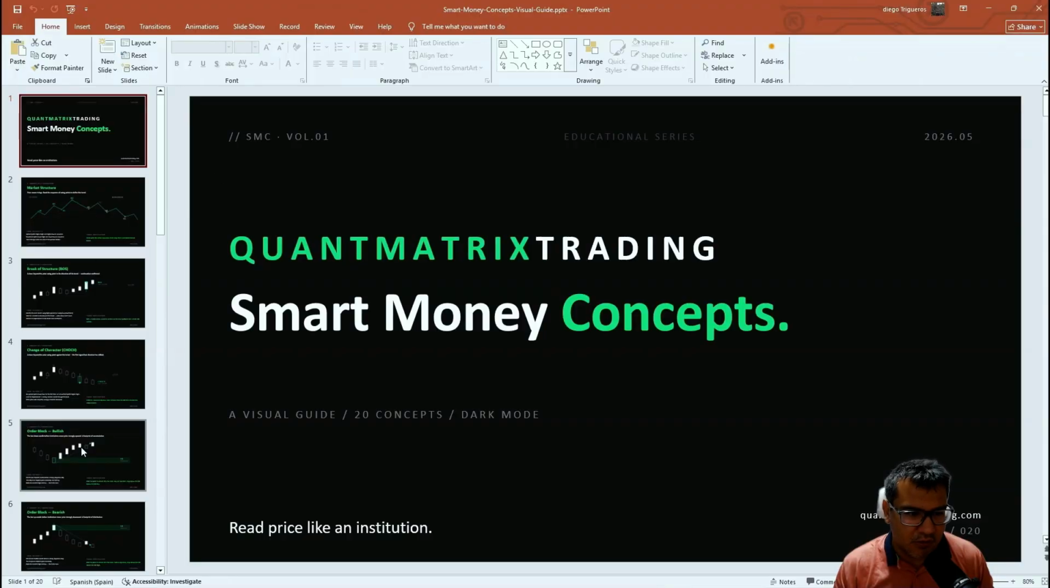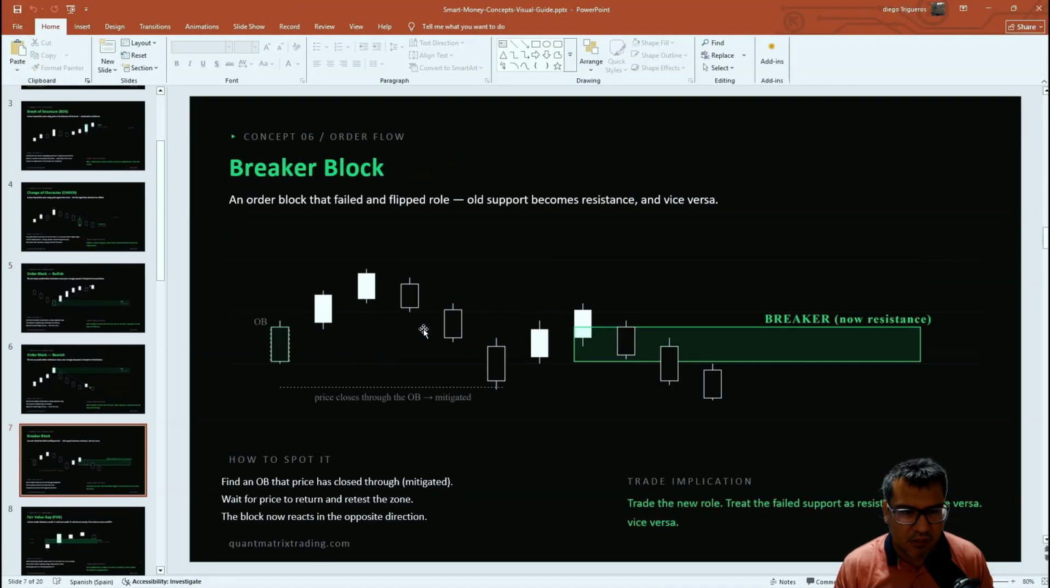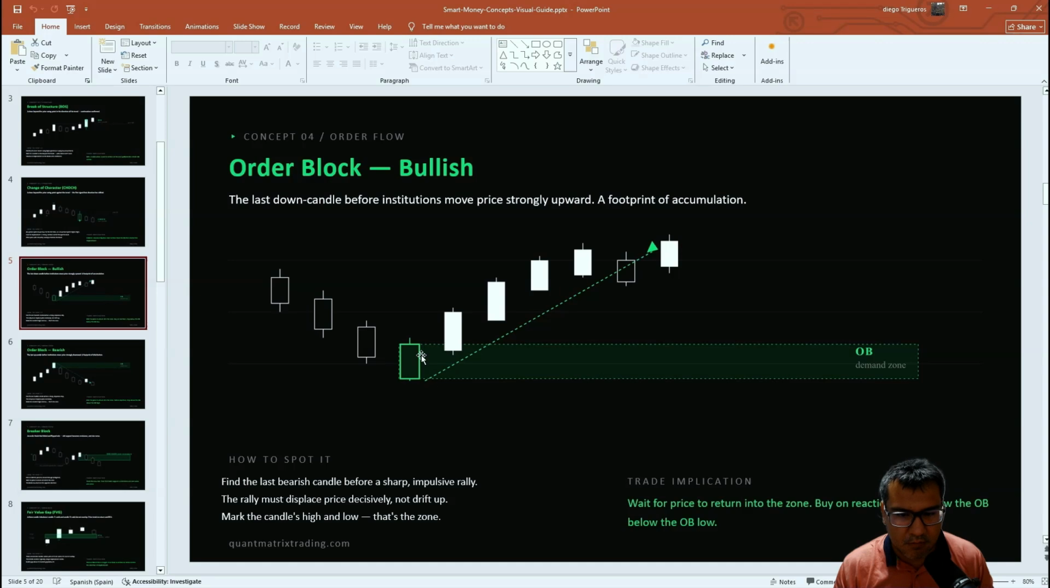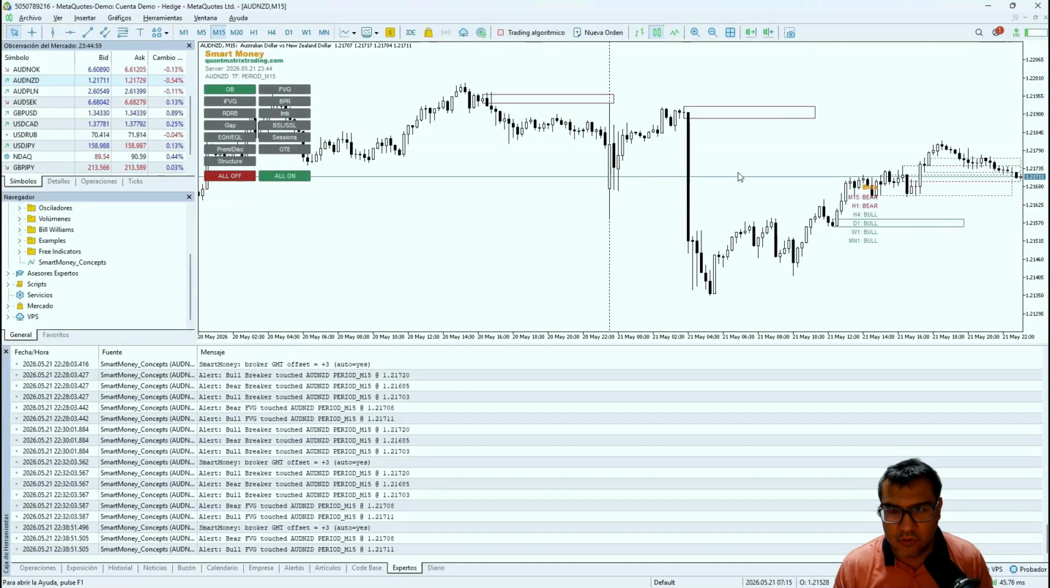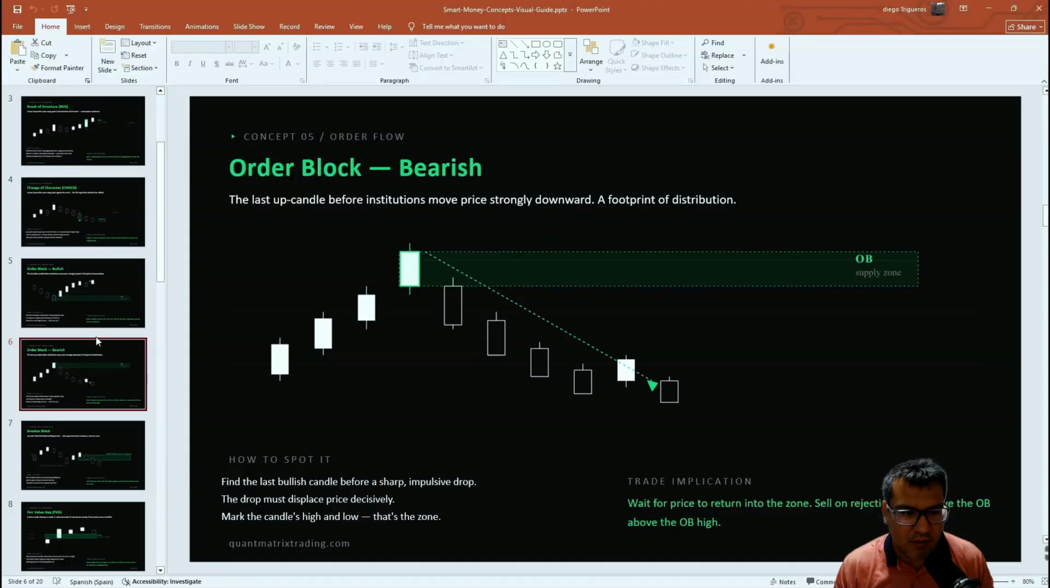The order blocks you will see in the PowerPoint that I'm going to share later. The order blocks are marked like this: if we are bullish, it marks the latest bearish candle, and if we are bearish, it marks the latest bullish candle before the impulse, right? So if you click on OB, order block, it will mark the order blocks. Let's continue with another concept.